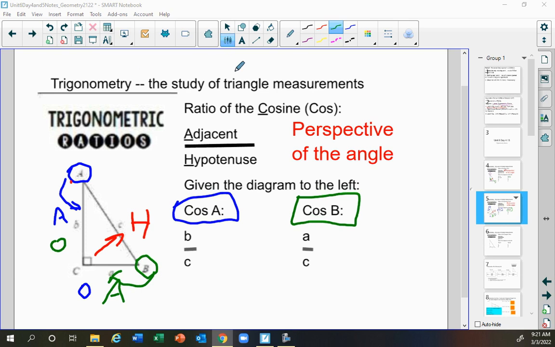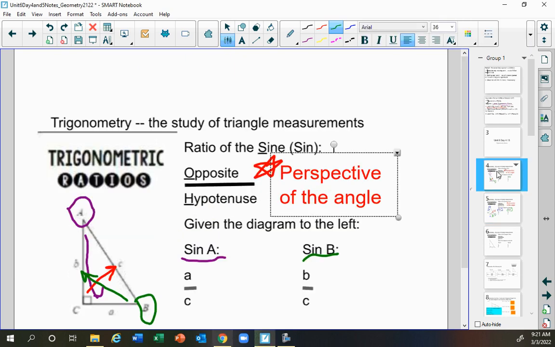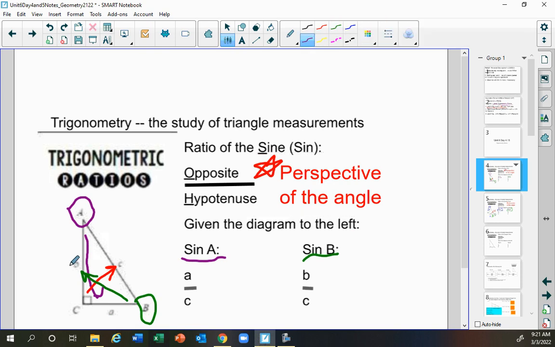If you want, I can do that to the previous slide real quick. Label. For angle A, there's your opposite. There's your adjacent. That's for angle A. And then for angle B, there's your adjacent. There's your opposite. And then, of course, our hypotenuse is always going to be crossing the right angle.